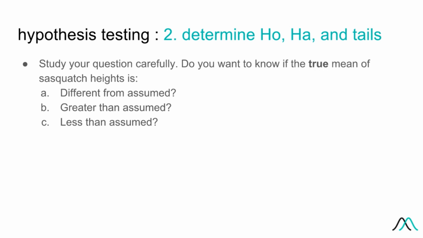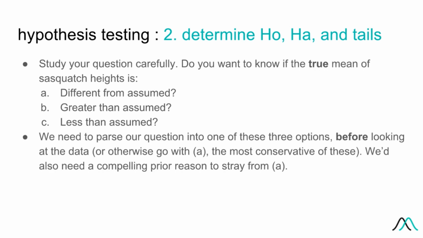So normally, we need to parse our question into one of these three more precise options before looking at our data. Otherwise, different from, choice A, is the most conservative and robust, and is what we should use here since we've already looked at our sample data and noticed that our sample mean is less than the assumed mean.